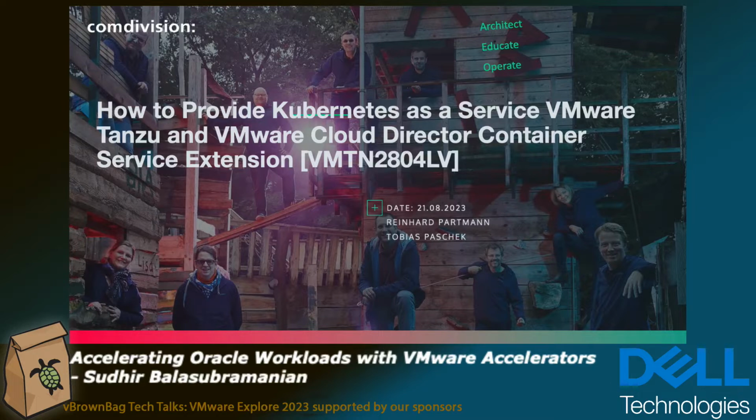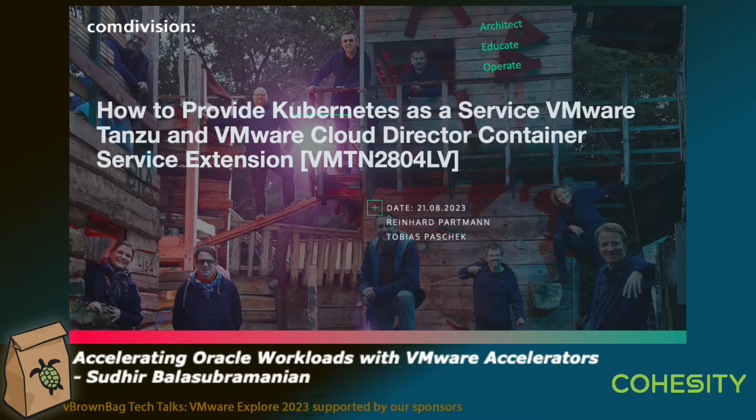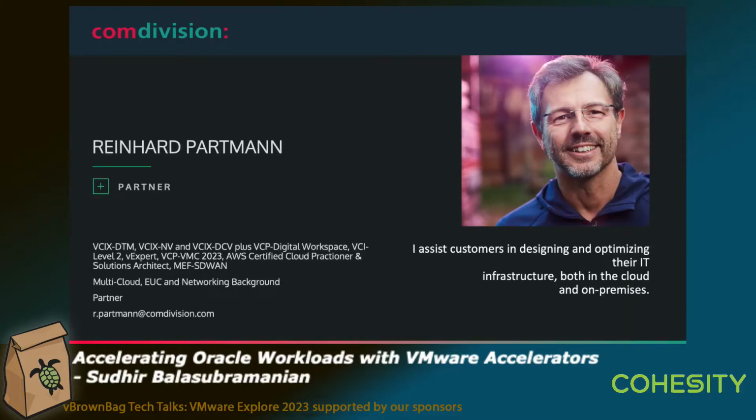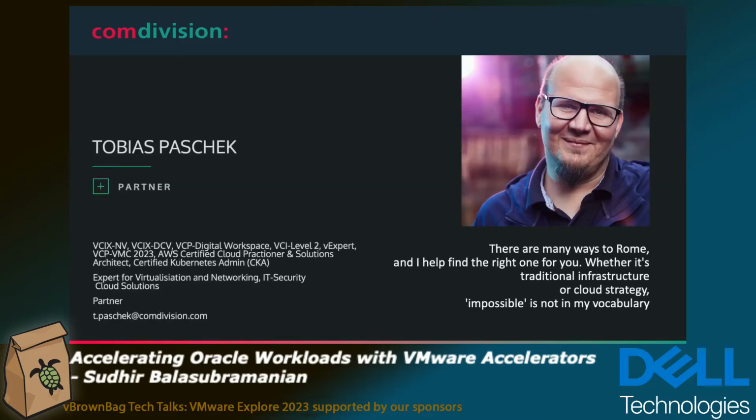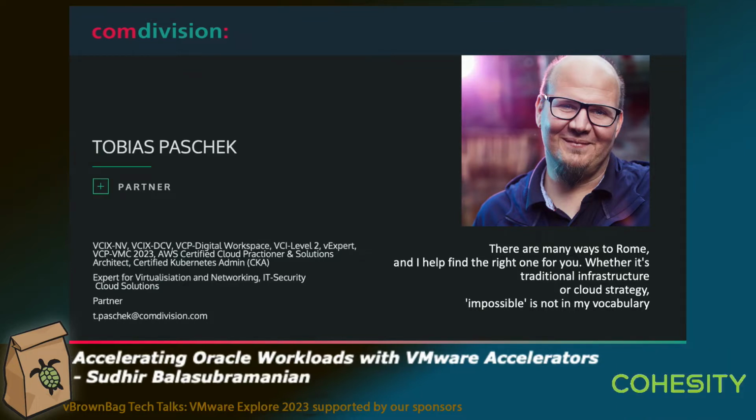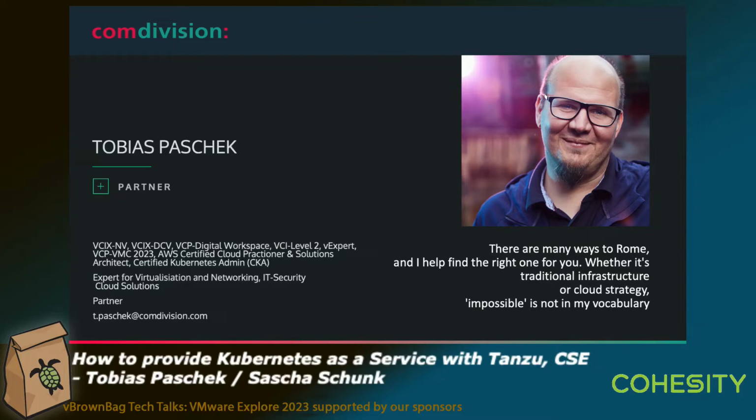My name is Reinhard Portman. I'm here with my colleague Tobias Paschek, so let's introduce ourselves. Like I said, we both are from Austria, a small little state in the middle of Europe. I mostly do multi-cloud, EUC and networking. Hi, my name is Tobias Paschek, or just call me Toby. I'm mainly focusing on the whole cloud provider networking space, but nowadays also on the whole application modernization part, providing Tanzu services inside VCD.